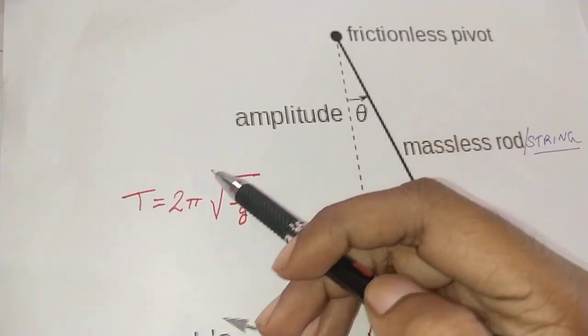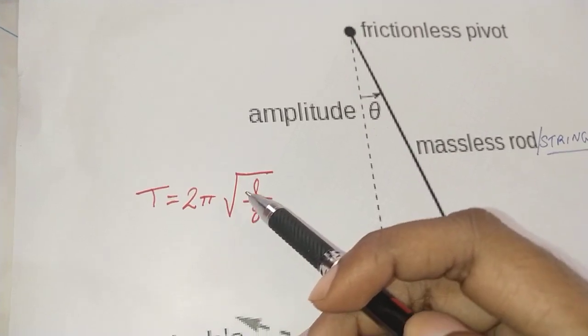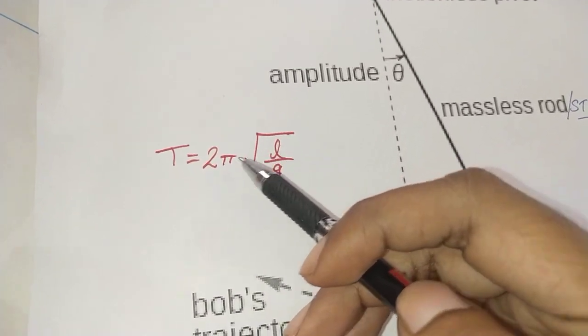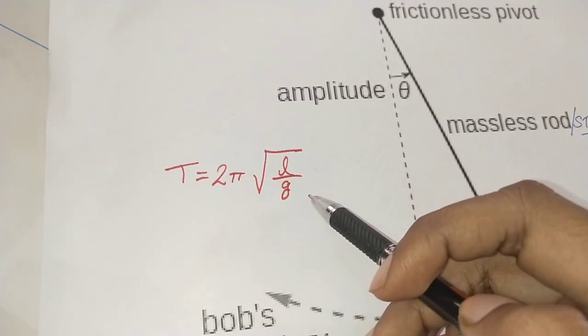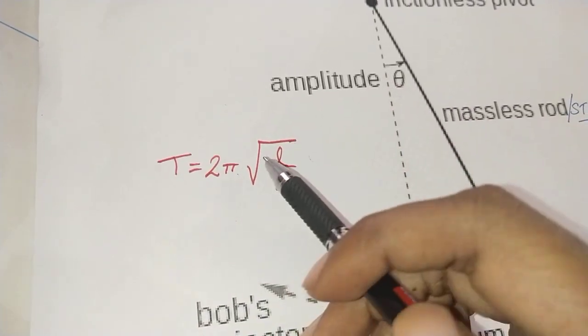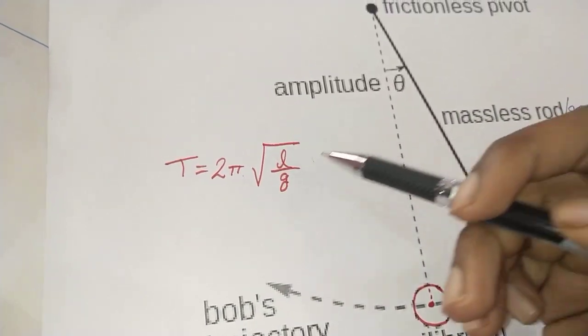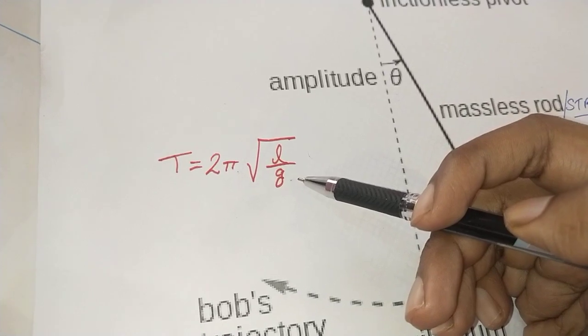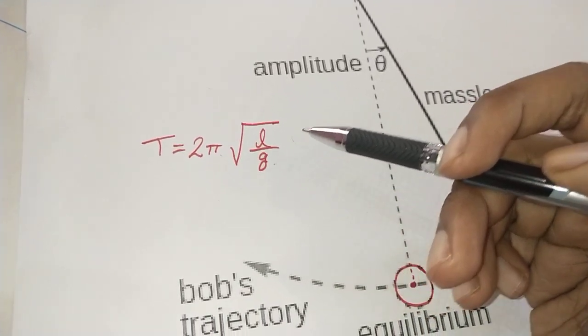When we have to calculate the time period, we have a simple formula. We don't have any derivation. We simply have a formula: T equals 2 pi under root L upon g, where pi is 22/7, L means the effective length and g means the acceleration due to gravity. Alright, okay.